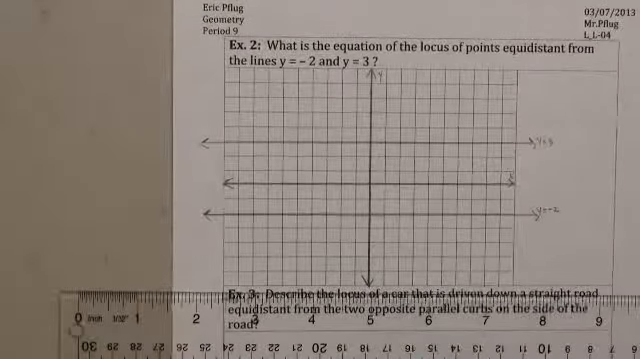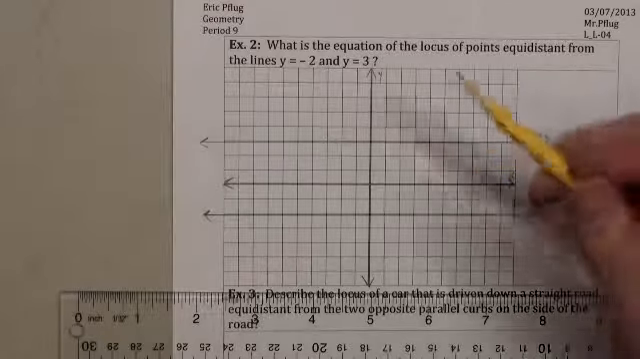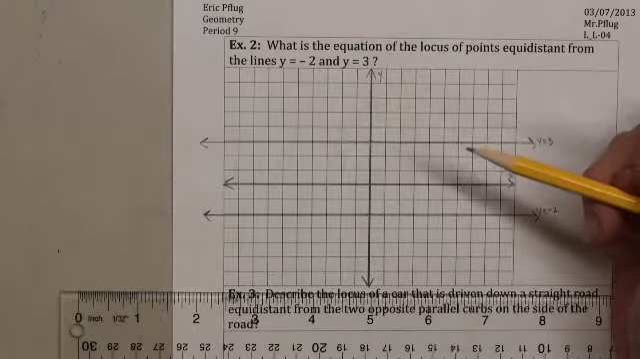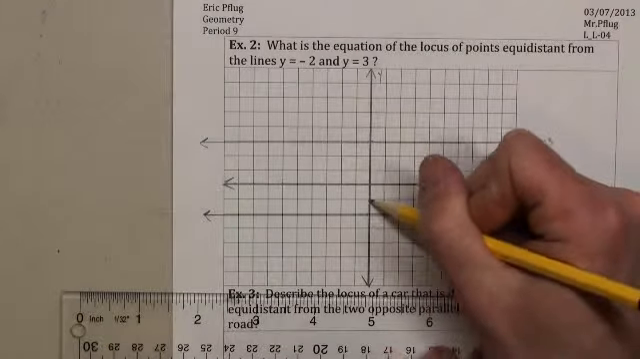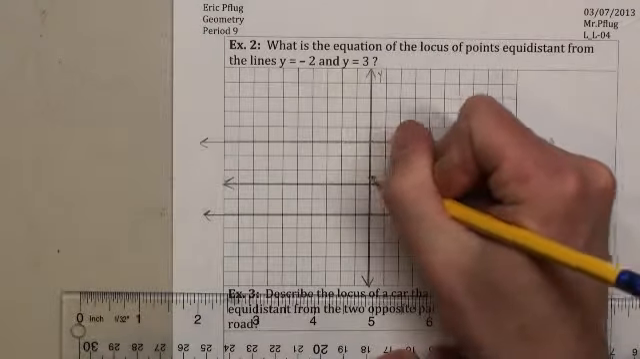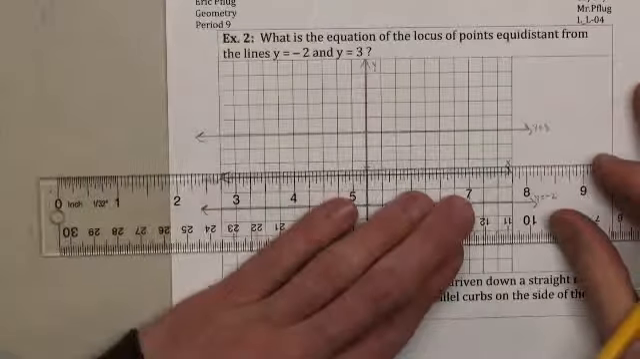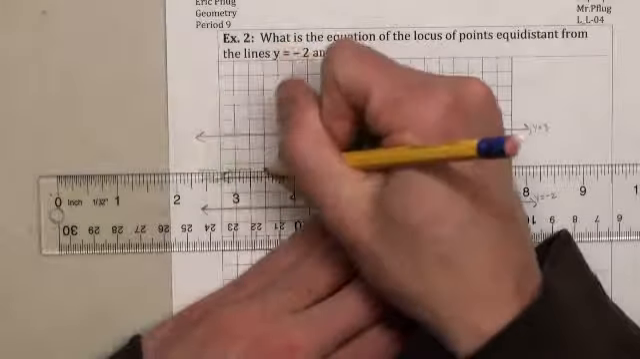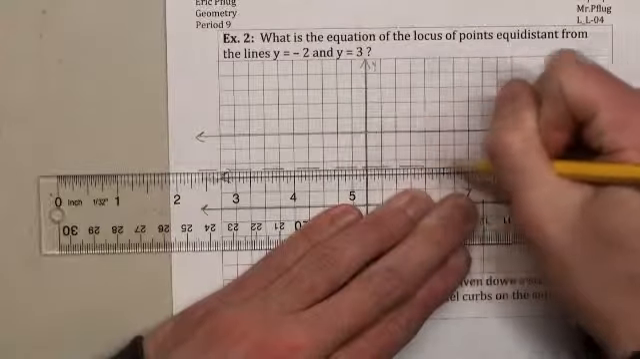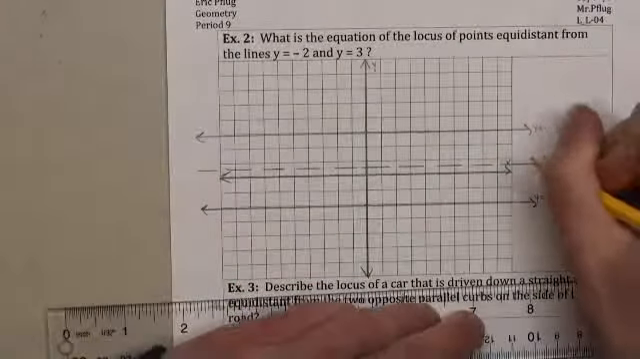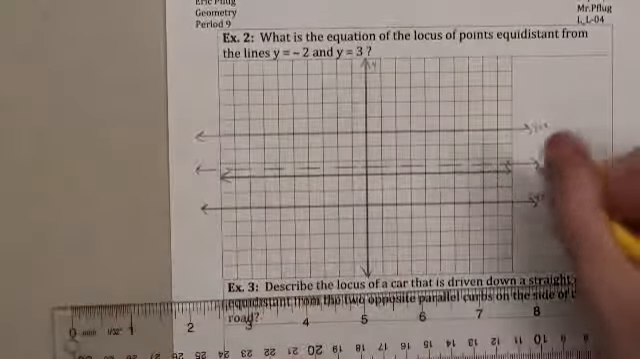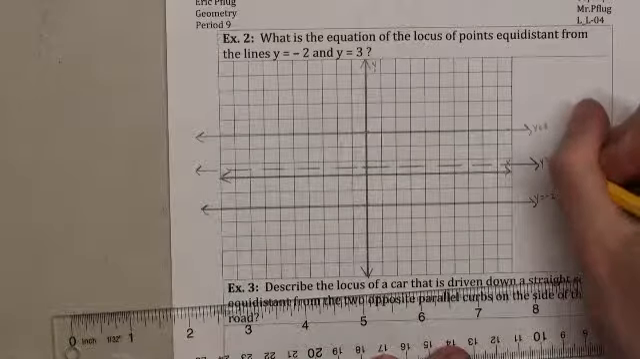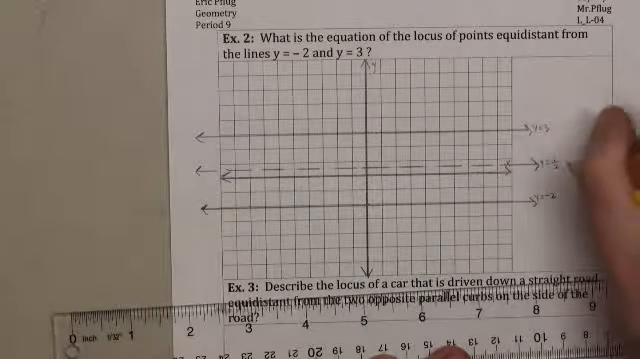So it wants to know the locus of points equidistant from these two lines. Well, I have 1, 2, 3, 4, 5 places between them, so I have to go up 2.5. So I go up 1, I go up 2, and I go up halfway between the next ones. That is going to be my dotted line, my locus. And the equation of that line is y equals 0.5 or 1/2.